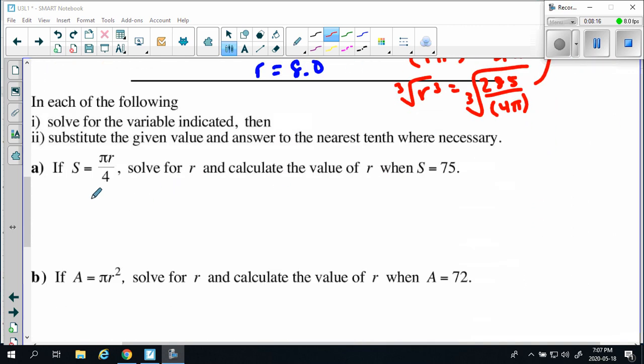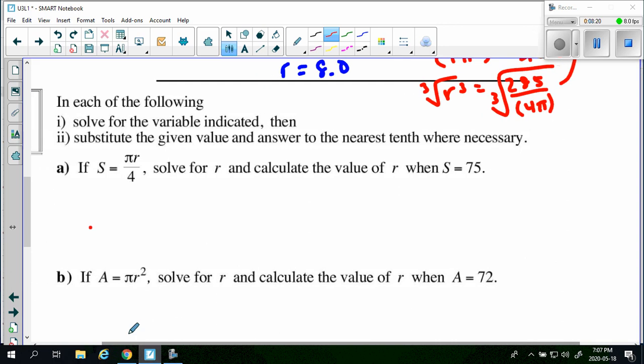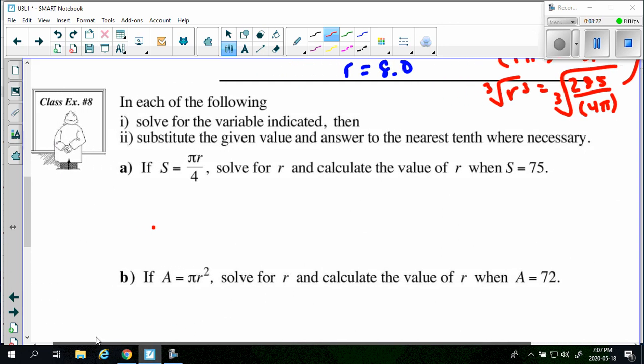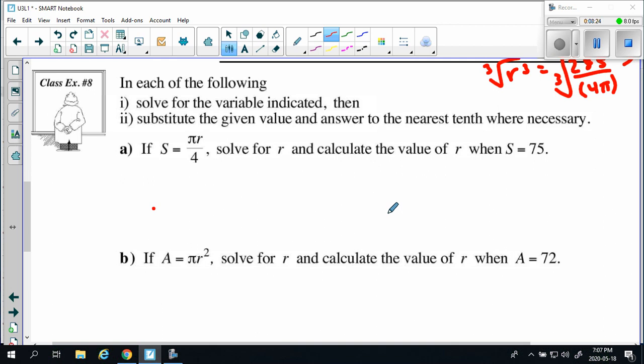So in each of the following, solve for the variable indicated and then substitute. So this is my preferred way of doing things, that we isolate first and then we substitute. So in the first example, they're asking us to solve for r and then substitute s as 75. So again, we can multiply both sides by 4 to get rid of that fraction. So 4s is equal to pi r.